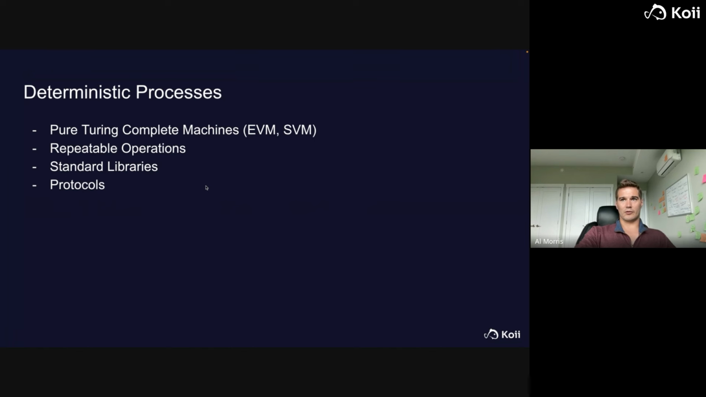Deterministic processes are also interesting. The previous way of doing this was to have deterministic machines, so EVM or Solana virtual machine. What I mentioned before is those have a tendency to be very expensive, and they also have some limitations. You can't access external information, and there are limitations in terms of what you can actually run on them. Like you can only run either Solidity or Rust in this case.